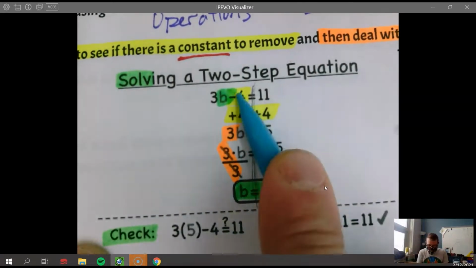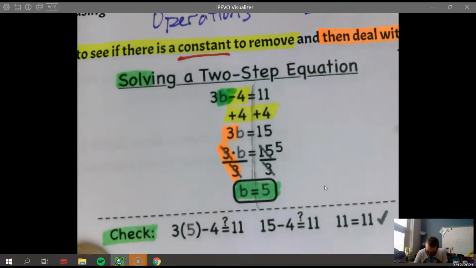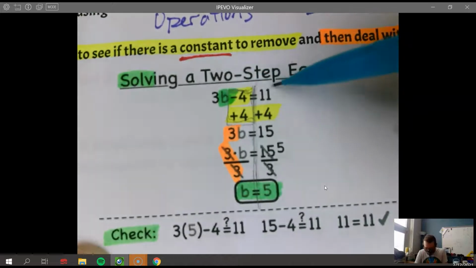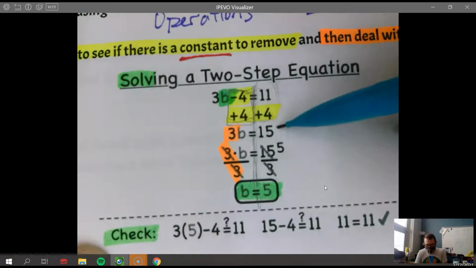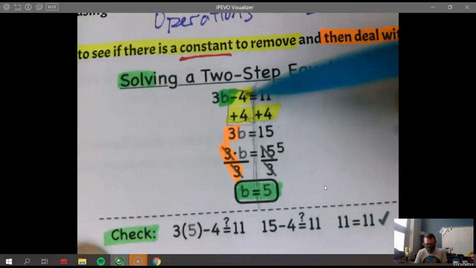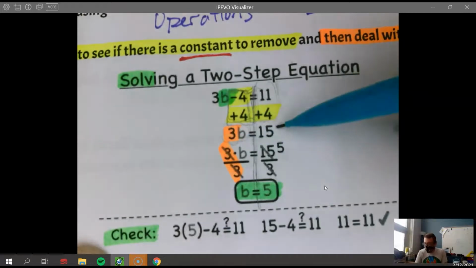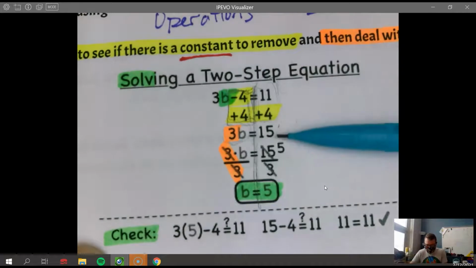So if I add 4 over here, this becomes 0, right? A negative 4 and a positive 4. But over here, we do the addition and get 15. This is gone because it became 0. So my left side is just 3b. My right side is just 15. Any questions how I got down to this step?